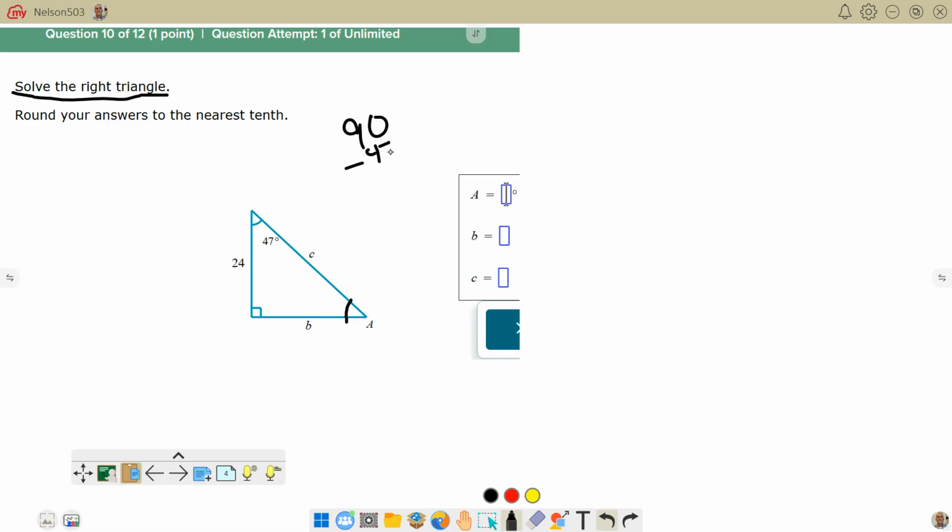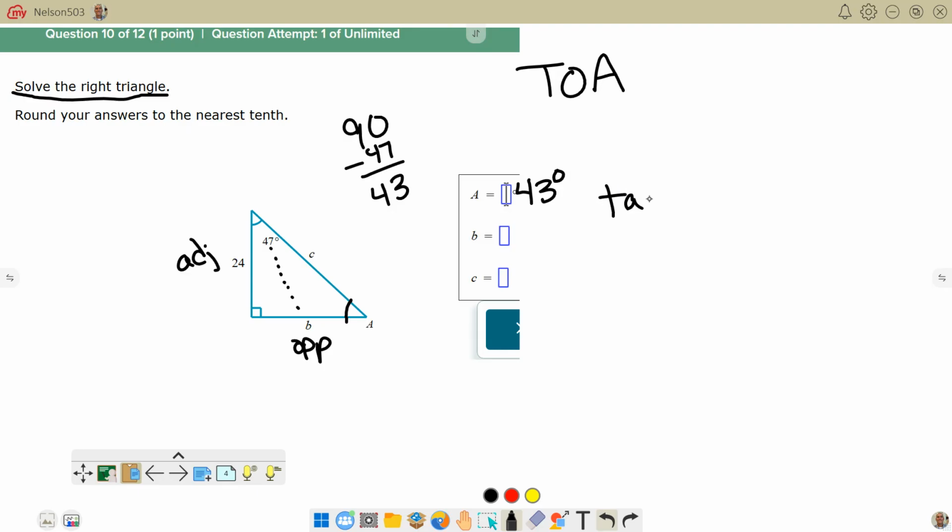So that's minus 47. I think that's going to give me 43 degrees. So my answer for angle A is 43 degrees. For side B, I could use the 47, and B is opposite from the 47, and 24 is the adjacent leg. So the part of SOHCAHTOA that I want is the TOA part, because I have the opposite leg I care about and I know the adjacent leg.